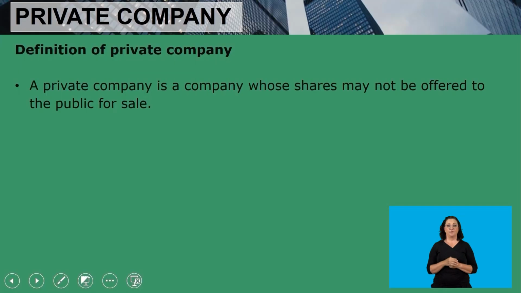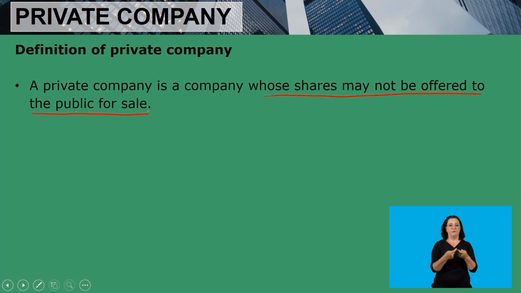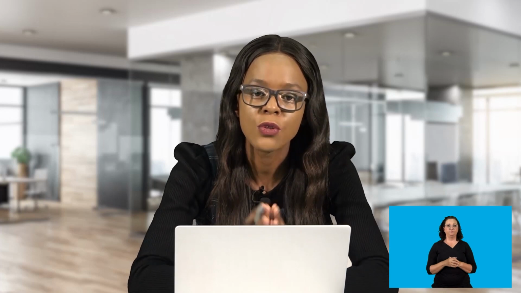Now let us look at the private company. A private company is a company whose shares may not be offered to the public for sale. So when we talk of a private company, we are referring to a company that does not sell shares to the public. So that is a private company.